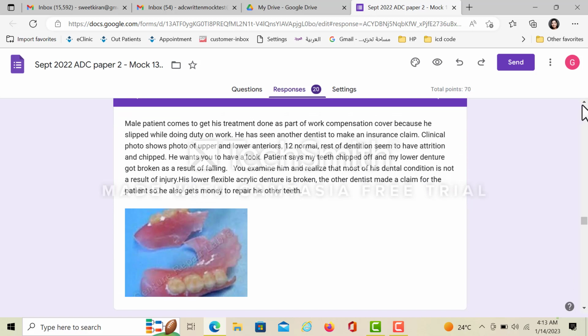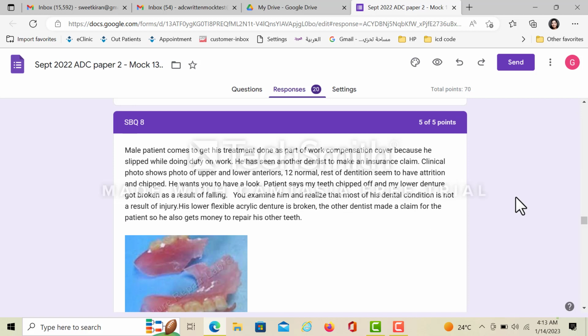So let's go ahead with SBQ number 8, which is a male patient who comes to you to get his treatment done as part of work compensation cover. What is work compensation cover? It means that you were at work and suffered an injury, and now you have to get treatment for that injury. Because you suffered the injury while working, your employer, the person you work for, is going to give you the money sufficient to cover the treatment of that particular injury.